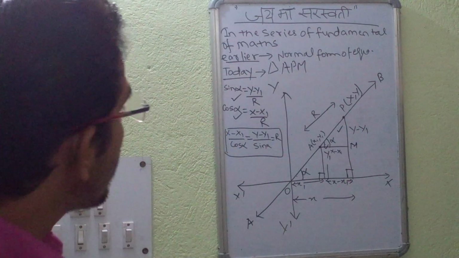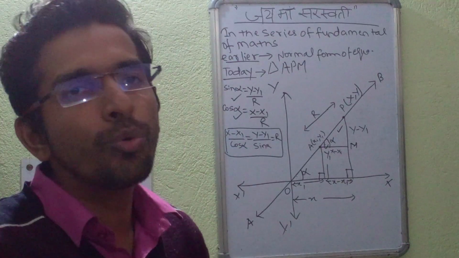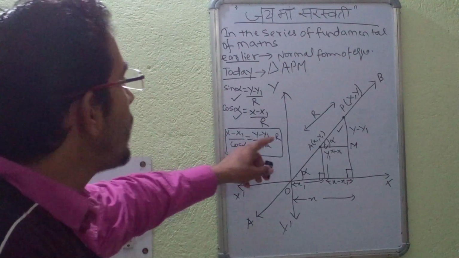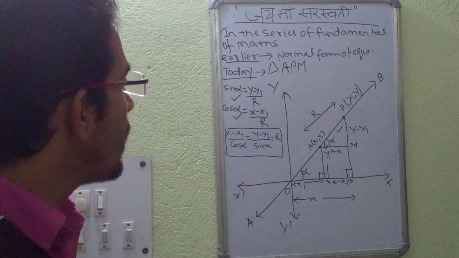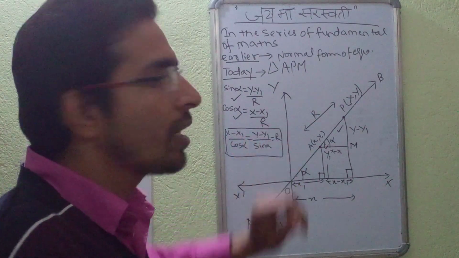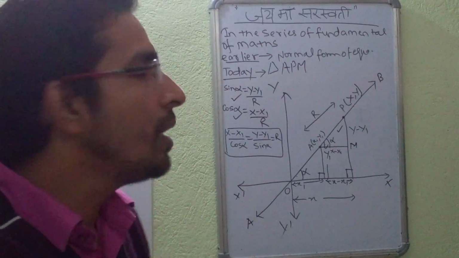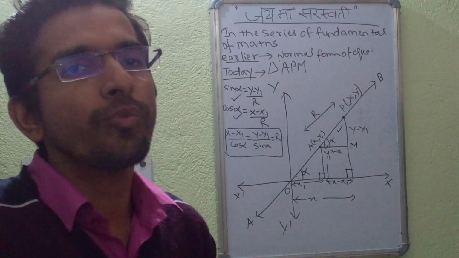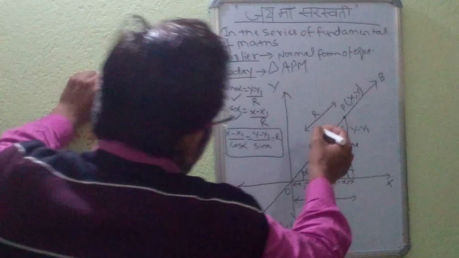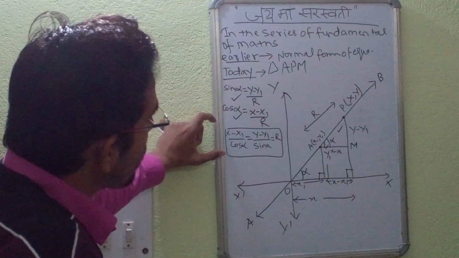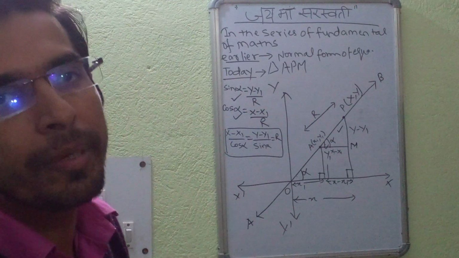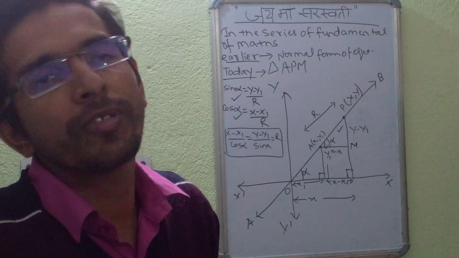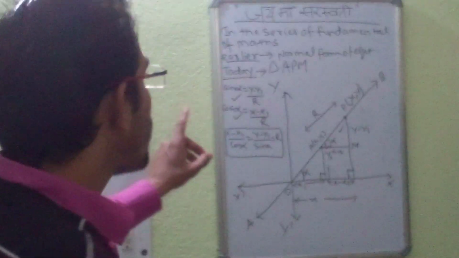From this equation it is clear that two to three types of questions may come in the examination. Suppose the point x1, y1 is given, the point x, y is given, and the angle of inclination is given. So you have to find the distance between the point x1, y1 and x, y. So you have to calculate r. Using this equation, if three of the parameters are given, then the fourth parameter can easily be found using change of subject of the formula. So one type of question will be this.